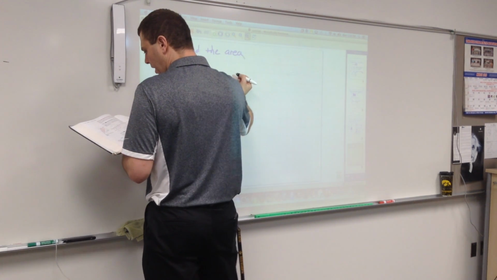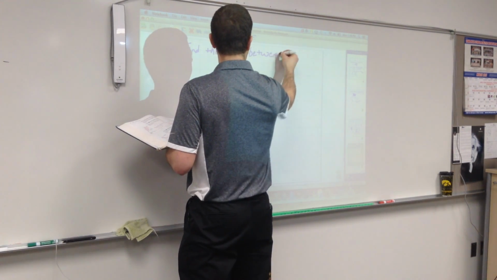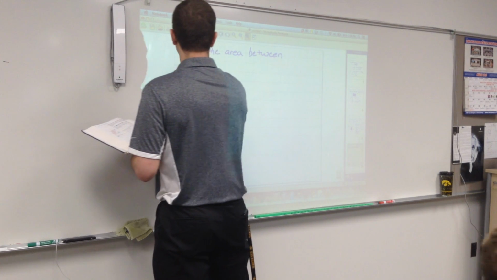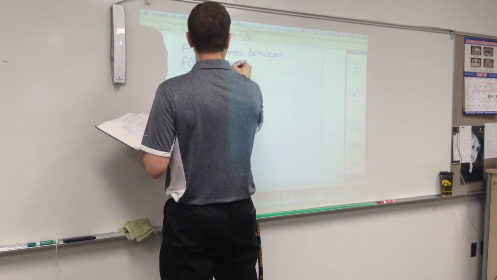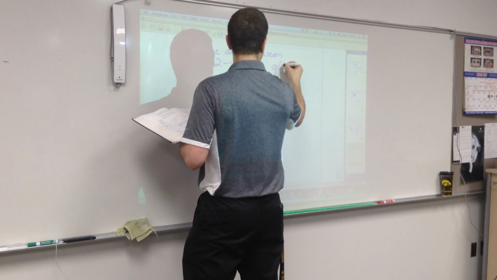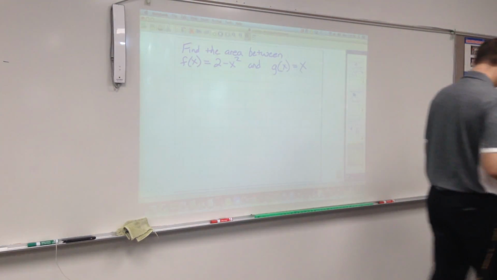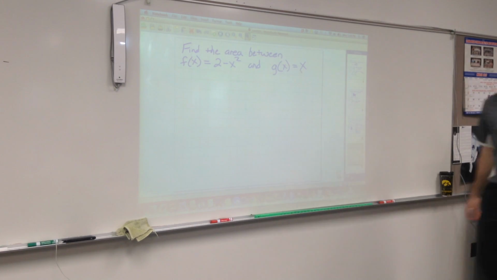Find the area between f of x equals 2 minus x squared, and g of x equals x. No, just the area between those two.